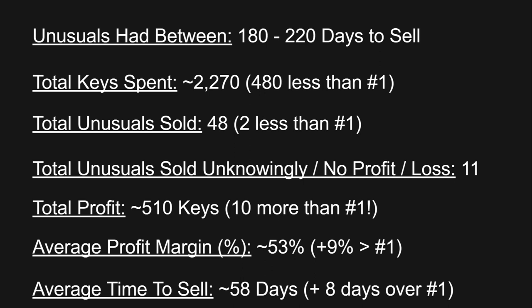And that brings us to the end of our deep dive into the world of trading now 200 unusuals in Team Fortress 2. I hope this journey through each unusual, the strategy behind acquiring them, and the outcomes of these trades has provided you with practical insights and a clearer understanding of the dynamics involved in bulk trading.